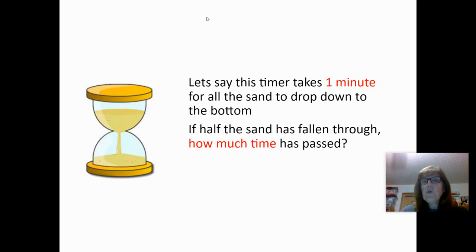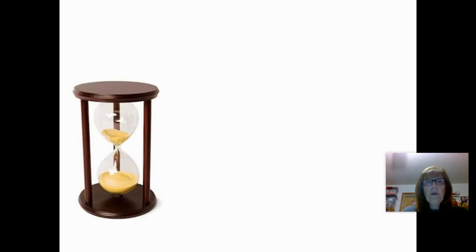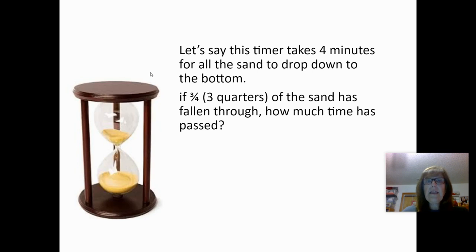So let's say that this timer takes 1 minute for all of the sand to reach the bottom. If half of the sand has fallen through, how much time has passed? Well, if it takes 1 minute for all the sand to get to the bottom, and we know 1 minute is 60 seconds, then half of that would be 30 seconds, right? So if we look at this, let's say that this particular timer takes 4 minutes for all the sand to drop to the bottom. If 3/4 of the sand has fallen through, how much time has passed?